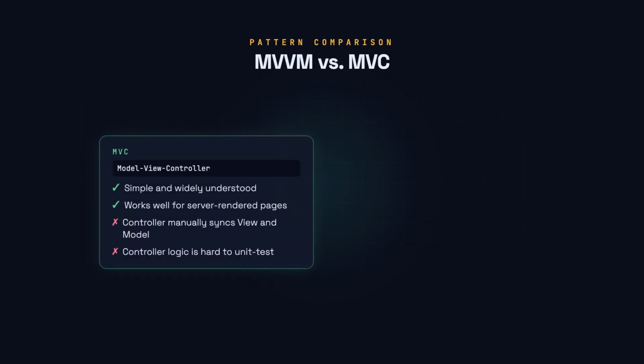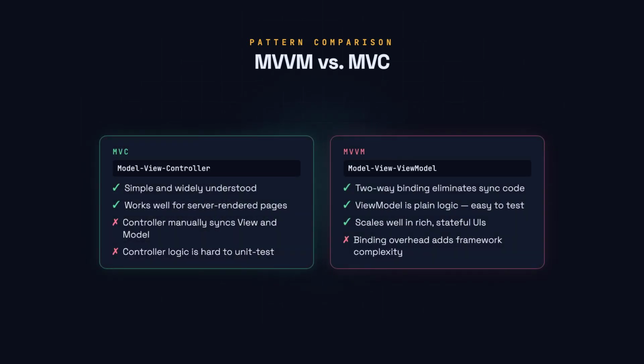MVC and MVVM both separate concerns, but they do it differently. In MVC, the controller is active. It listens to the view, calls the model, and then manually pushes results back to the view. That works cleanly for server-rendered pages, where the response is a fresh HTML document each time. MVVM replaces that manual push-pull cycle with a binding layer. The view model never touches a widget directly, so you can instantiate it in a test, call its commands, and assert on its properties without needing a running UI at all.